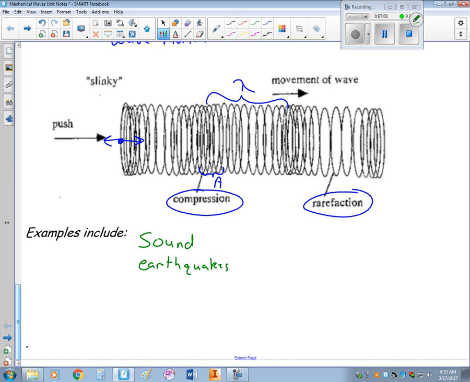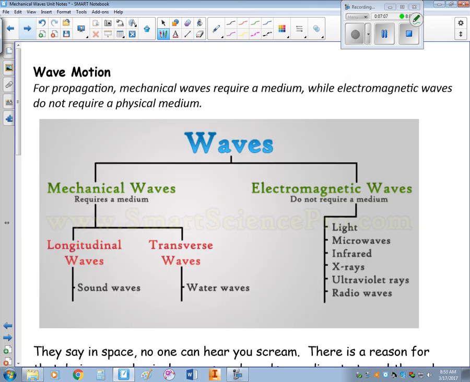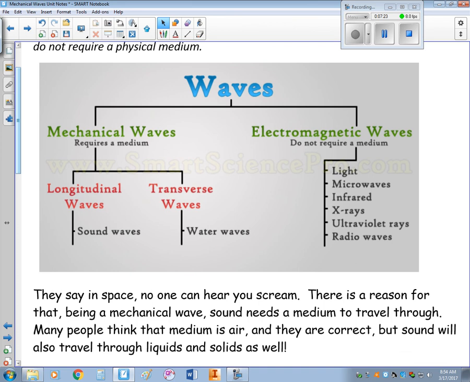We won't get into earthquakes too much, but there are certain types of earthquakes that we would consider longitudinal. So then, for propagation, mechanical waves need a medium. Electromagnetic waves do not. So when we classify waves, we classify them into either mechanical or electromagnetic. Mechanical waves, which require a medium, can be longitudinal or transverse, like sound waves versus water waves. Electromagnetic waves, again, are all transverse.